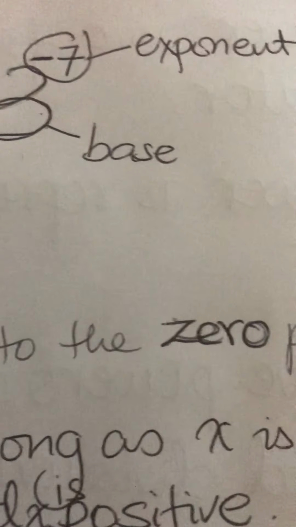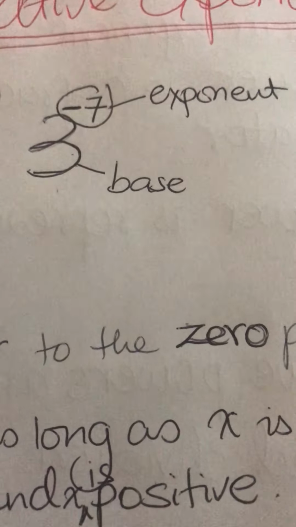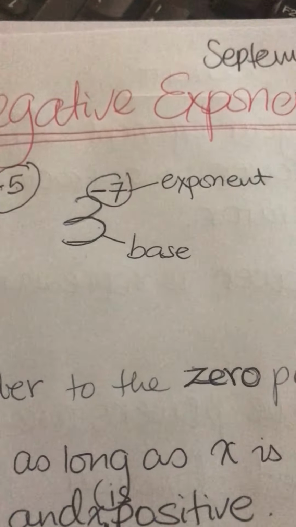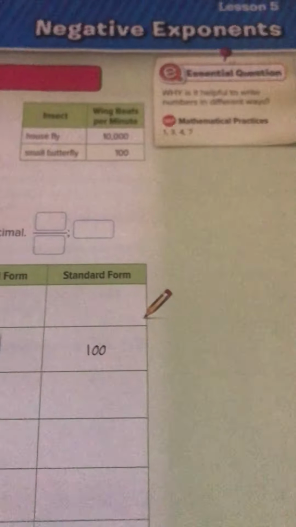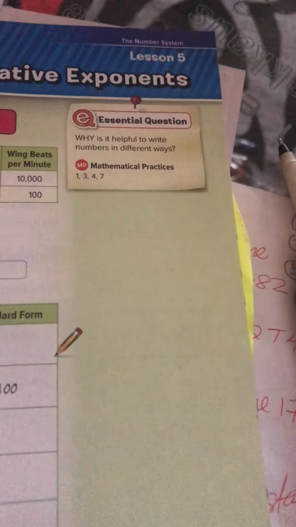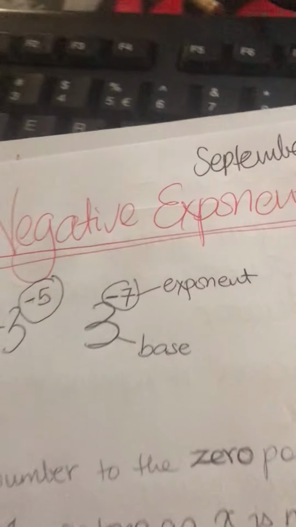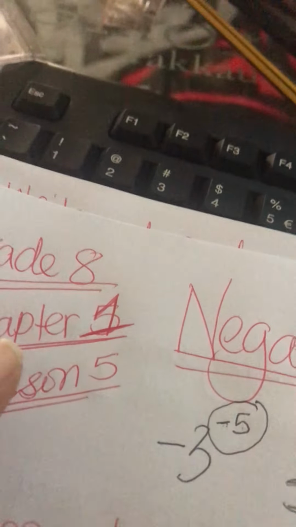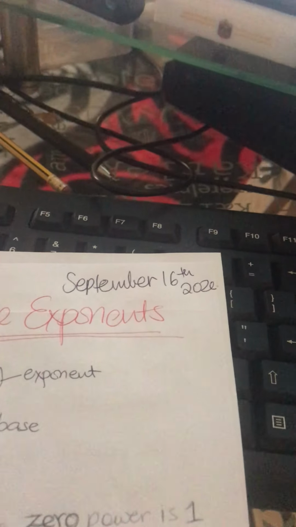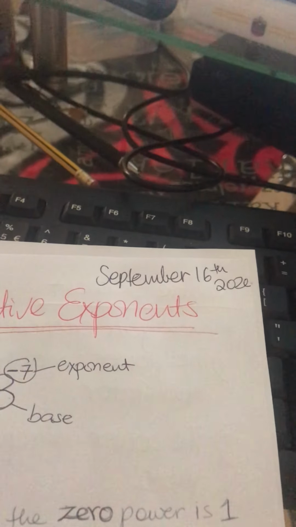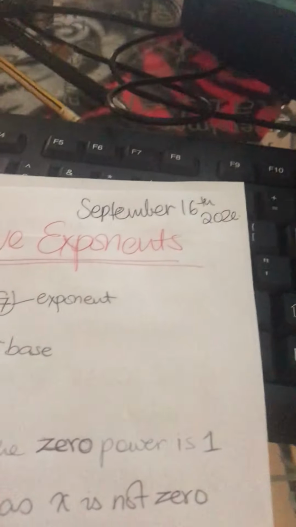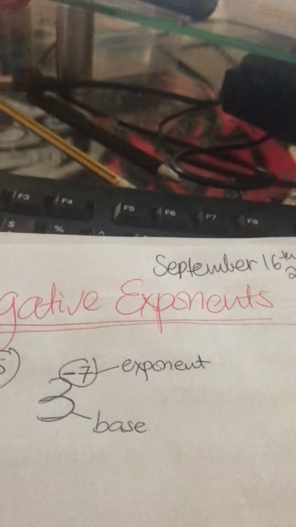Okay, grade 8. So this is lesson 5 in chapter 1. It says negative exponents, lesson 5. It's on page 43. That's where it starts. So, chapter 1, lesson 5, negative exponents. Today's date, September 16, 2020. Now, what do we mean by negative exponents?